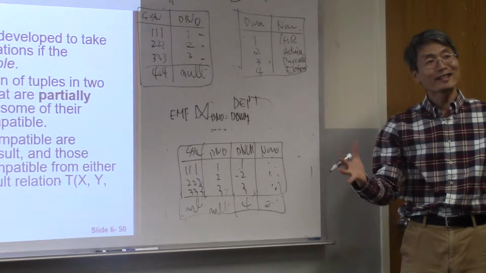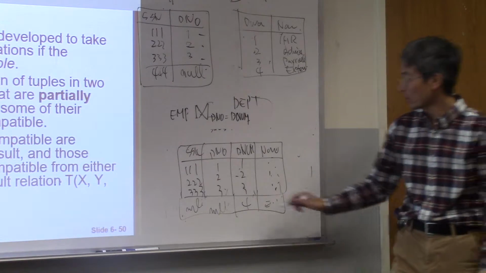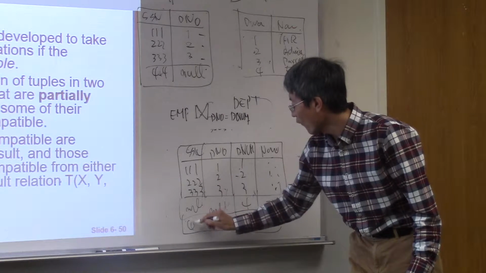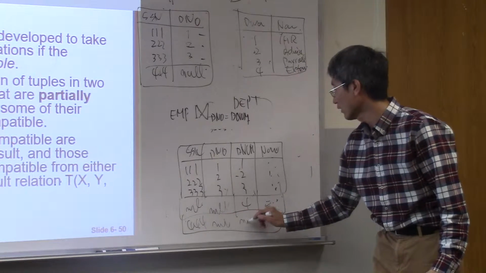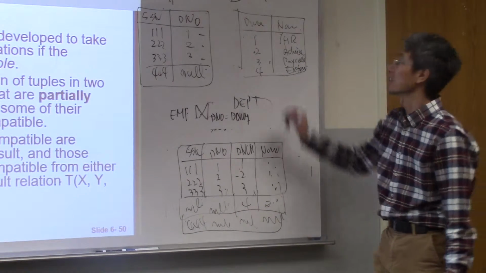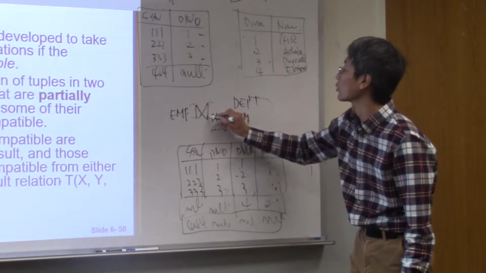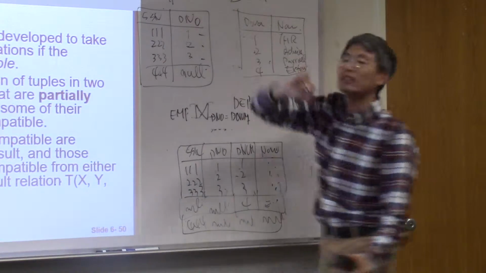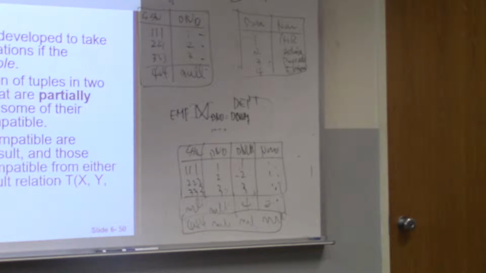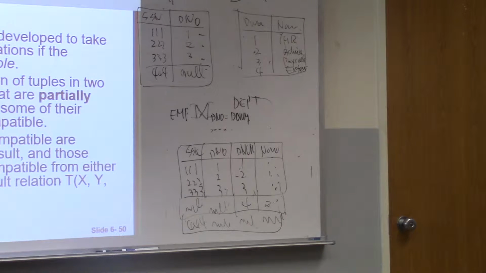The last one is both sides. Which means 444 with null, null, null data. This is a full outer join. And the symbol is like this. Full outer join. The normal join is only the matched ones.